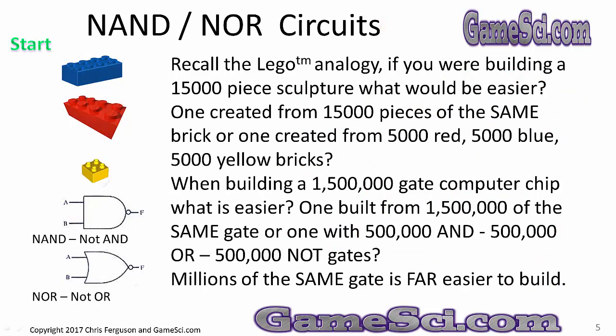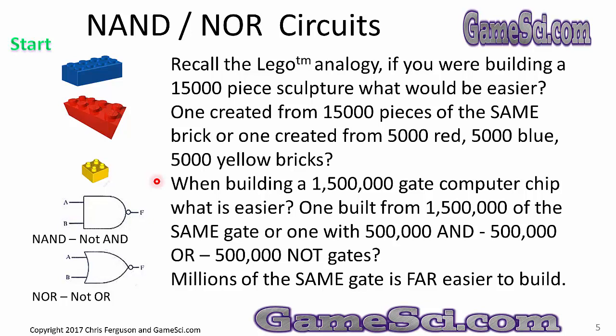NAND/NOR circuits. Recall the Lego analogy. If you were building a 15,000-piece sculpture, what would be easier? One created from 15,000 pieces of the same Lego brick, or one created from 5,000 red, 5,000 blue, and 5,000 yellow bricks? I think building a sculpture out of 15,000 of the same piece is easier than building a sculpture out of multiple different pieces.